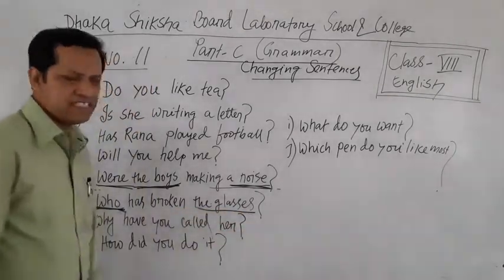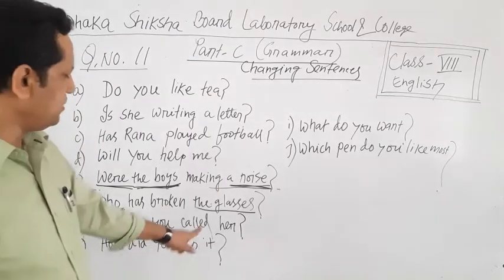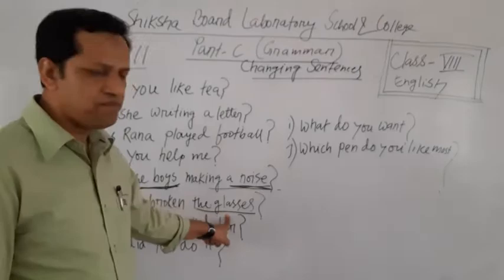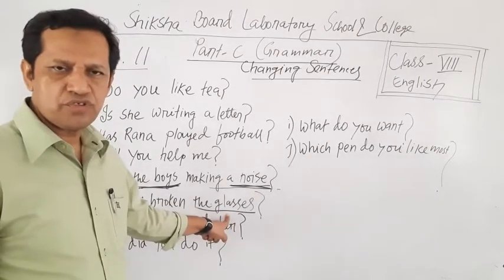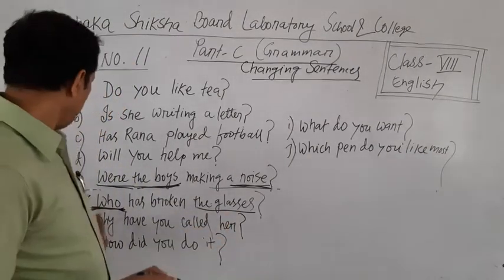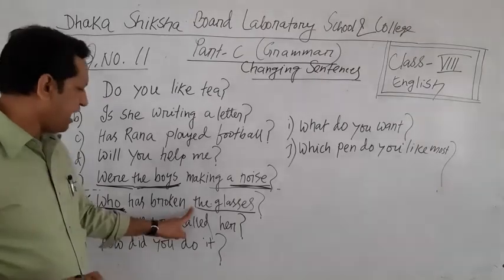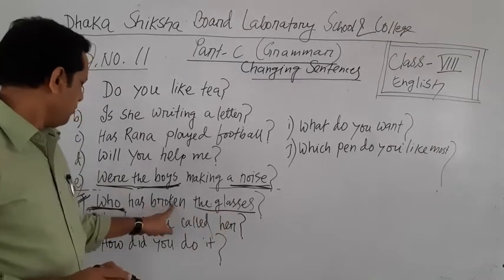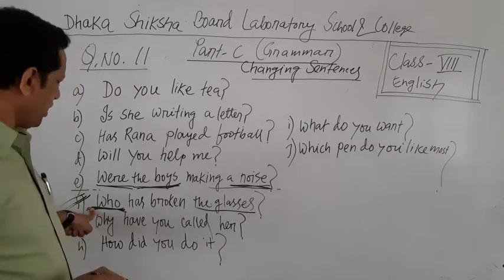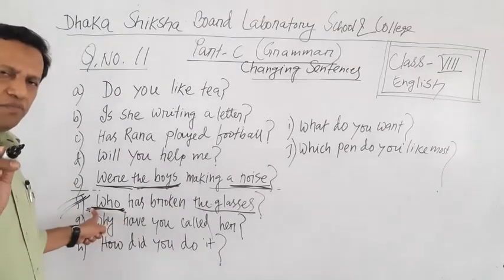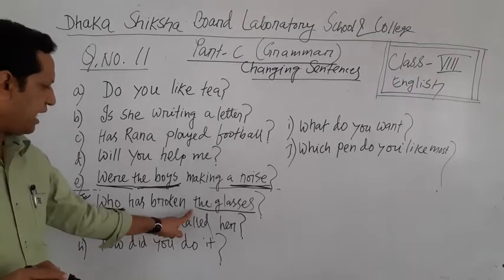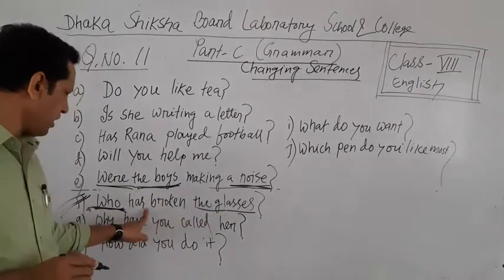Then the object, the glasses. Actually, the object "glasses" is plural. That's why we have to choose "have." By whom have the glasses been broken? By whom, in exchange of "who." By whom have the glasses been broken?